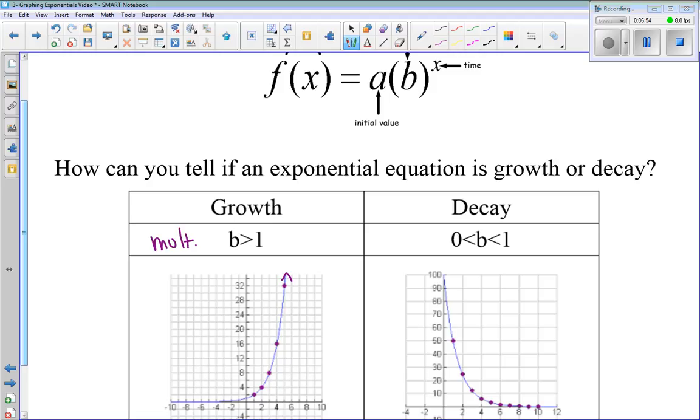Now decay is a little bit trickier. Decay happens when our b is smaller than 1. Okay, so that means some sort of fraction. So anything like a half, a quarter, a third, 0.5, 0.75. That's when we're going to have decay where our graph gets smaller and smaller and smaller. Okay, so go ahead and add those to your notes.